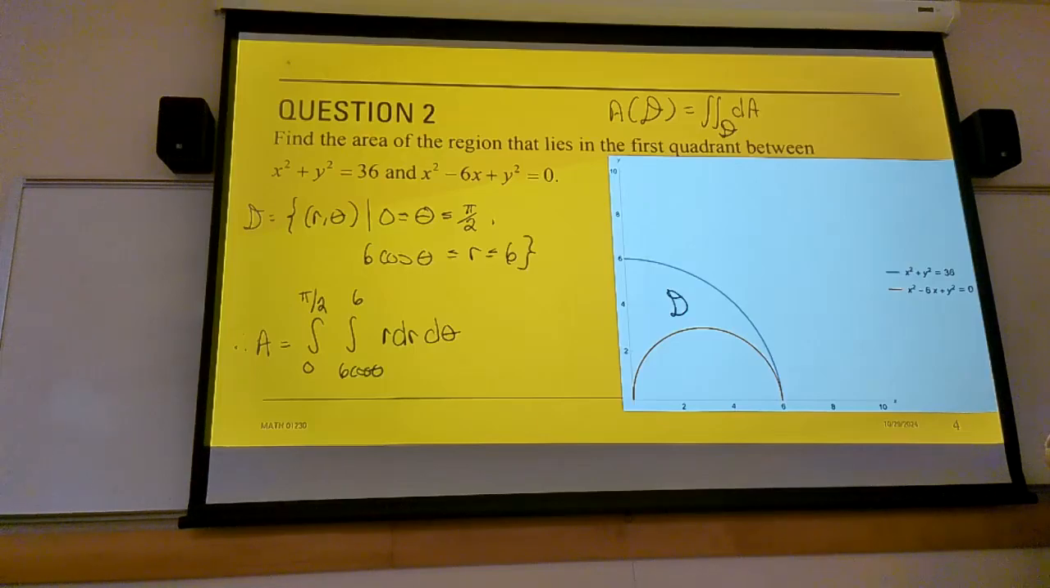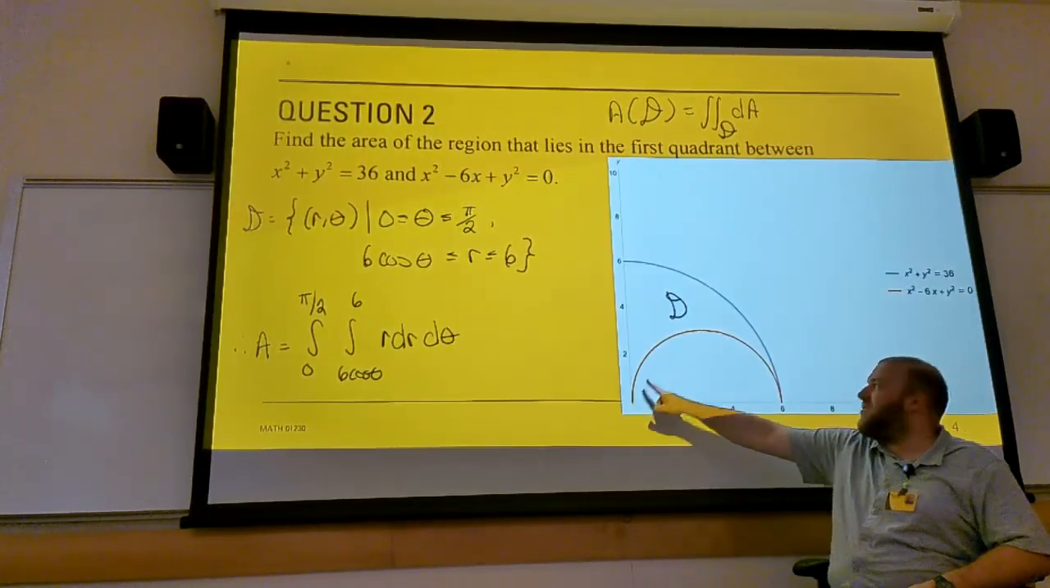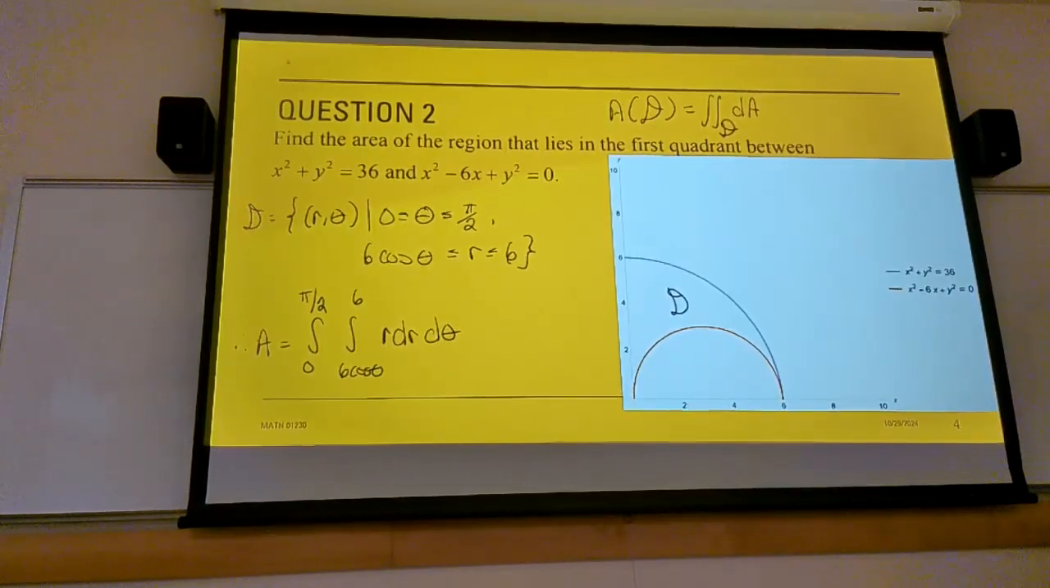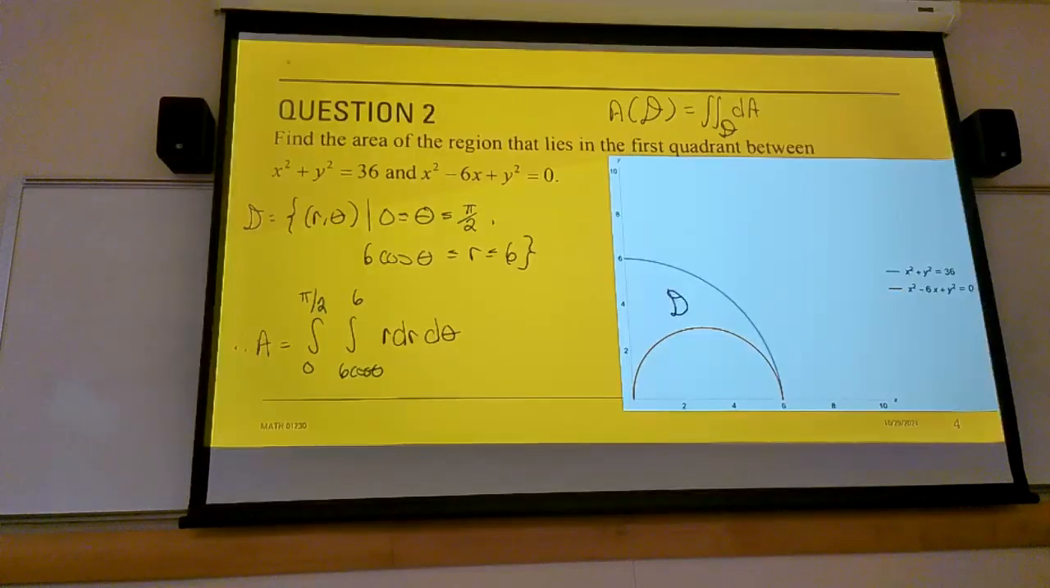But if r is 0, that's just the origin, which is clearly not a region. So then you need 6 cosine theta. We're just taking our original equation and using our rules about converting rectangular to polar. You can use them interchangeably, polar to rectangular or rectangular to polar, because that's how you get x squared plus y squared is r squared. Use the conversion factors and then just solve for r to get the lower bound. Okay, I understand. Thank you. Describing the region is always half the battle, or I guess 3/4 of the battle.